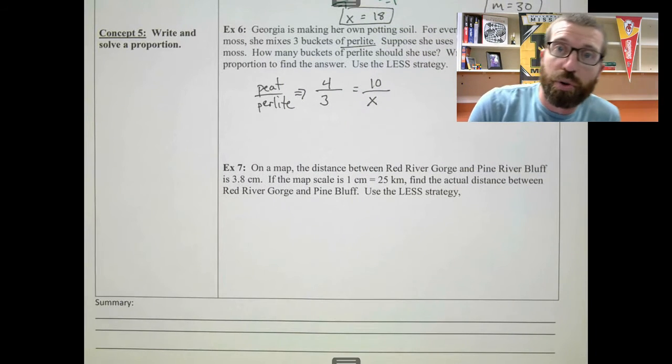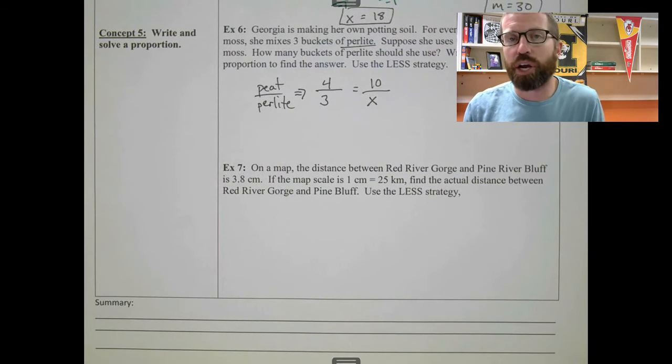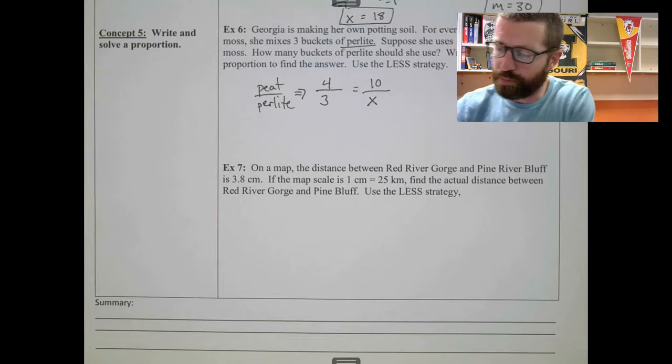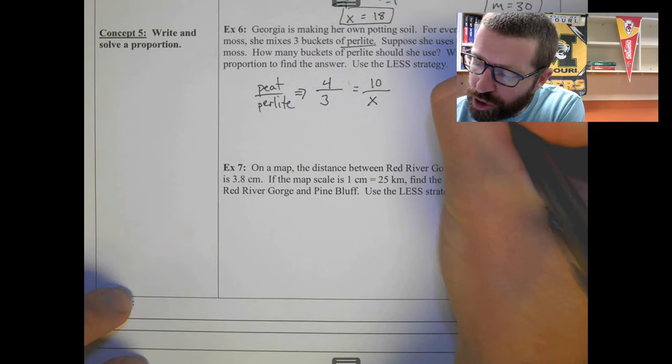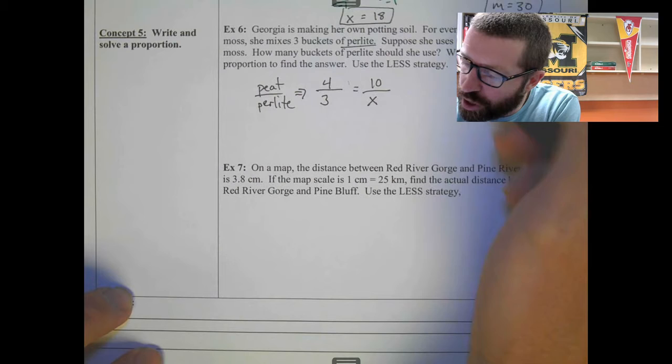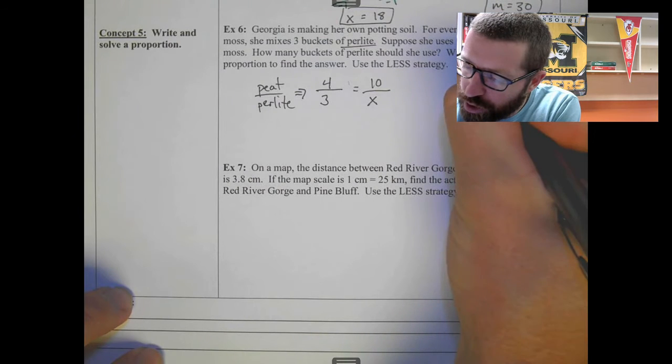So that ratio, as you're writing that proportion, think about what you're comparing. What goes on top, what goes on bottom. And then cross multiply. Let's go ahead and write what X is. X is the buckets of perlite.